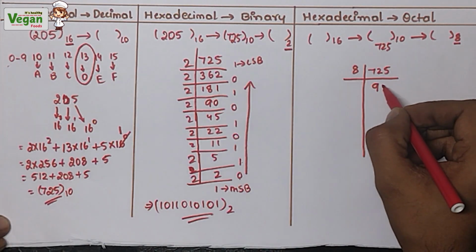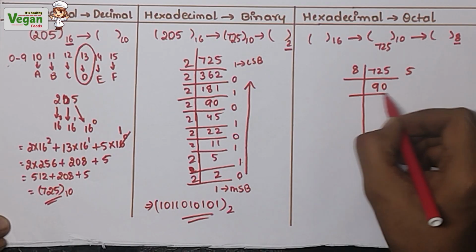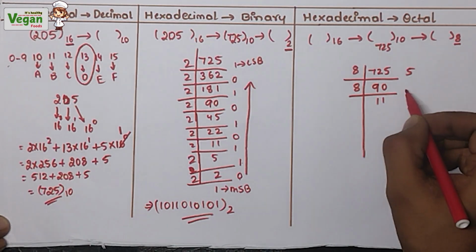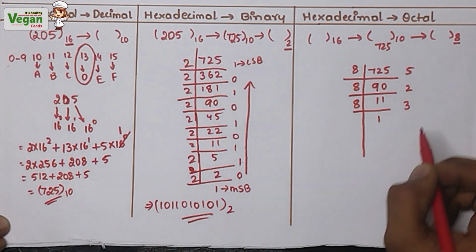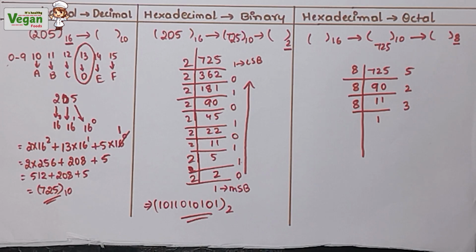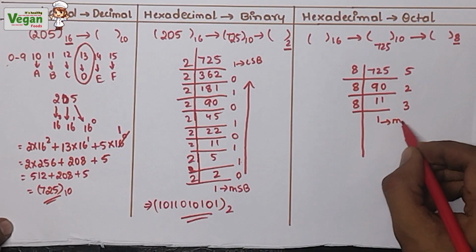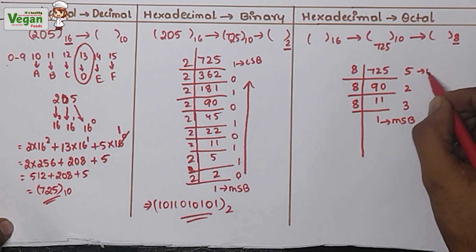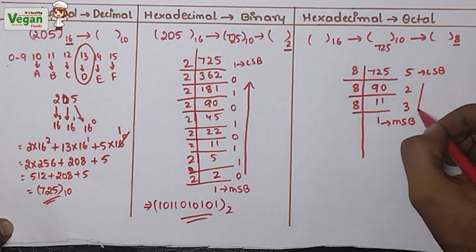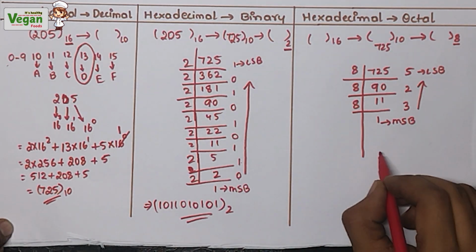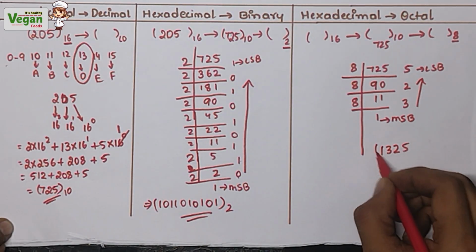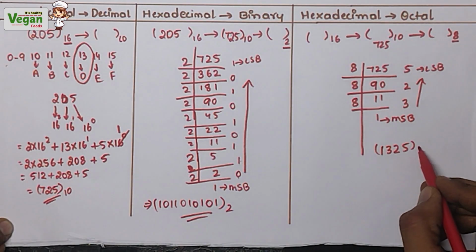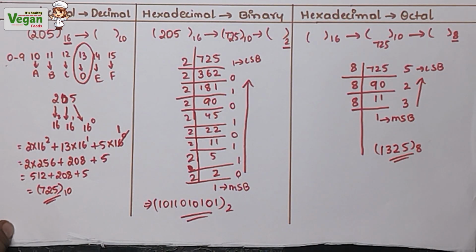8 9s are 72, remainder is 5. 8 11s are 88, remainder is 2. 8 1s are 8, remainder is 3. Further, I cannot divide 1 using 8, so I will stop the process right here. This will be the most significant bit, this will be the least significant bit. So write from the most significant bit towards the least significant bit. It will be 1, 3, 2, 5. So this is the octal conversion of the given hexadecimal value.